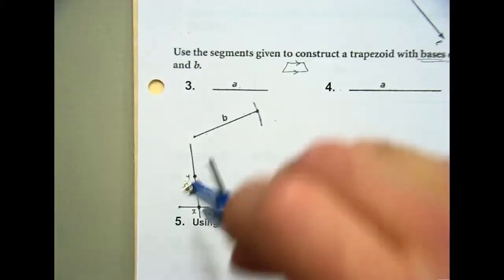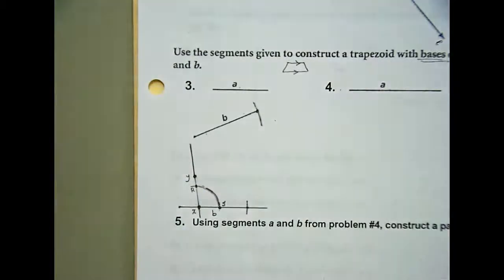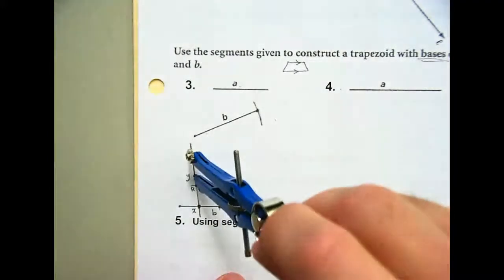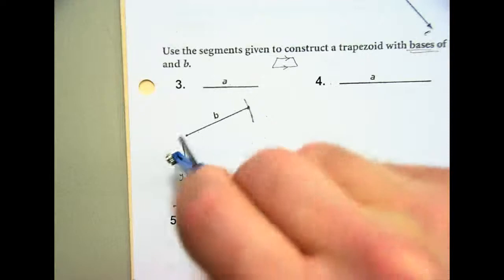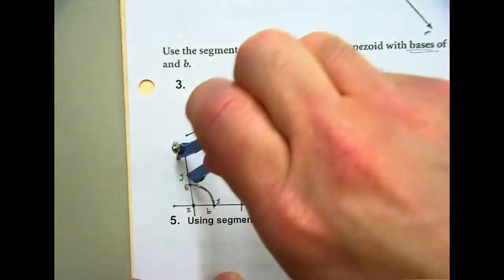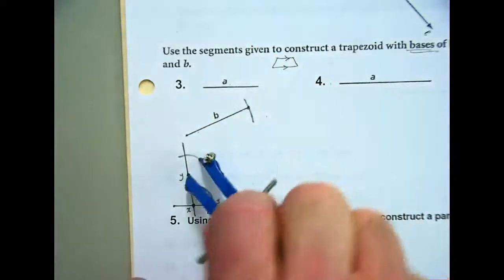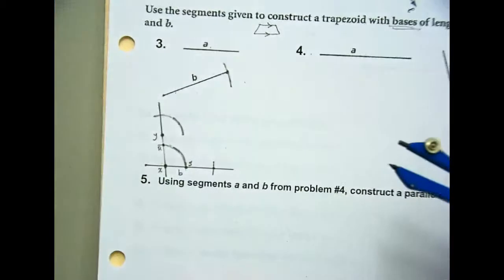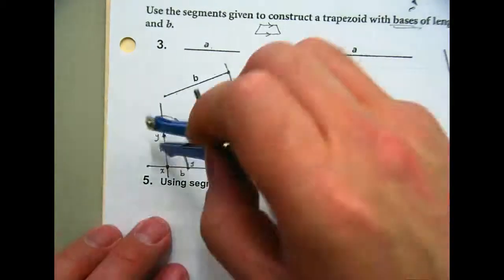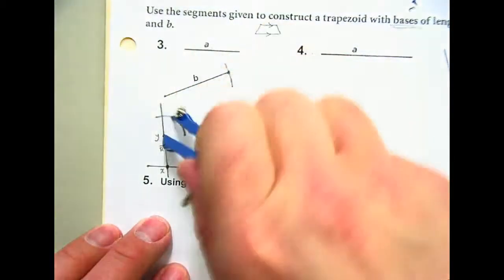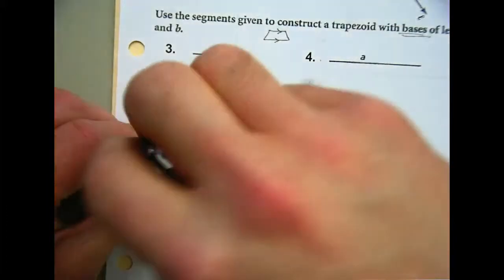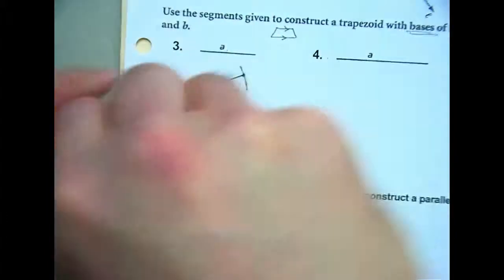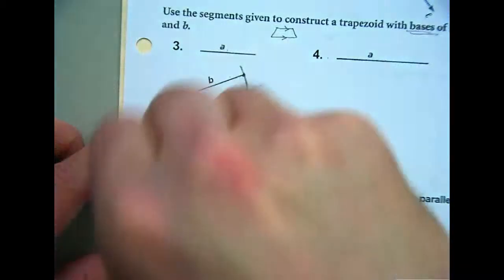Okay, I put my compass point where? At Y. Okay, and what am I making? Another arc. Okay, so there's my other arc. Good job. All right, and I've got to make sure I extend that arc. Wow, that one is terrible. You definitely should be. Okay.